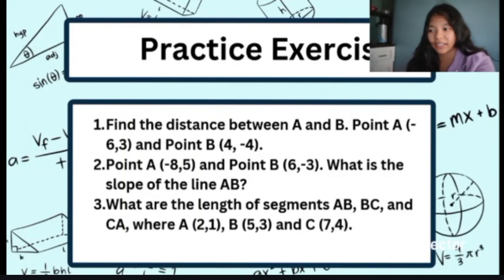So, practice exercise. Number 1. Find the distance between AB, point A (6, 3), and point B (4, -4). Number 2. Plot A (-8, 5), and plot B (6, -3). What is the slope of the line AB? And number 3. What are the lengths of segments AB, BC, and CA, where A is (2, 1), B is (5, 3), and C is (7, 4)?